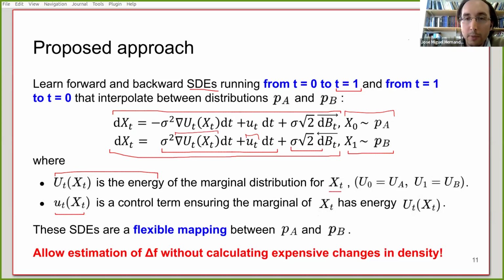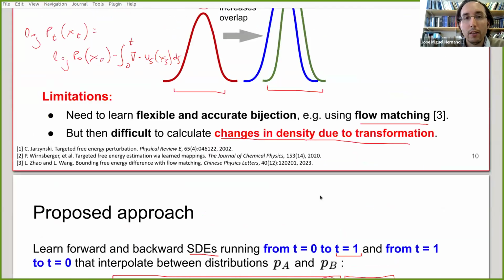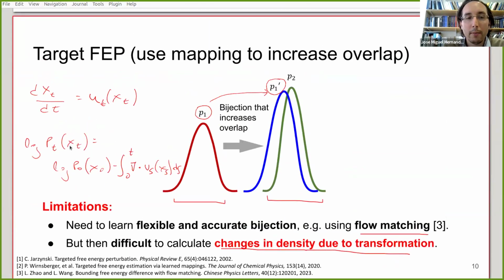And obviously, I didn't mention it, but this is the Brownian motion that appears here, and then that appears here. And the arrow denotes the direction in which you solve the SDE. The interesting thing is by using these SDEs, we are going to be able to calculate this free energy difference without having to calculate these expensive changes in density as we had to do in the continuous normalizing flow example.